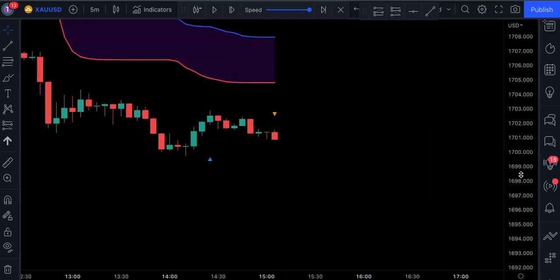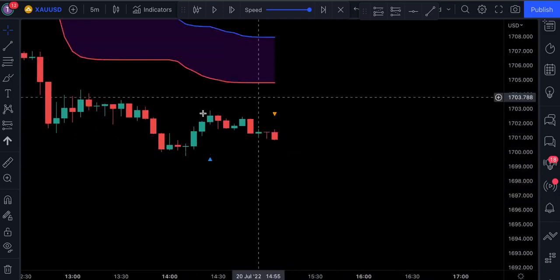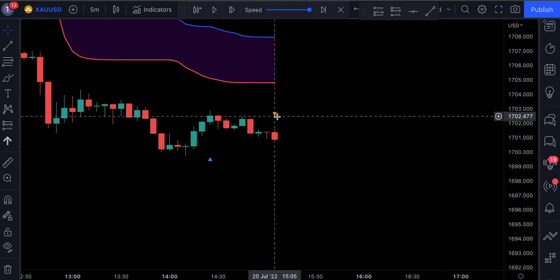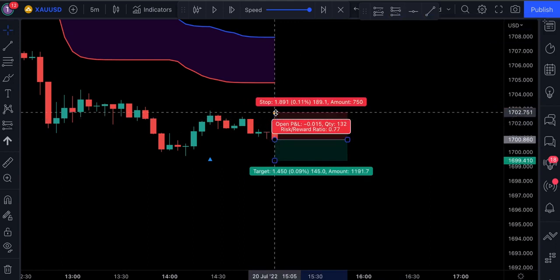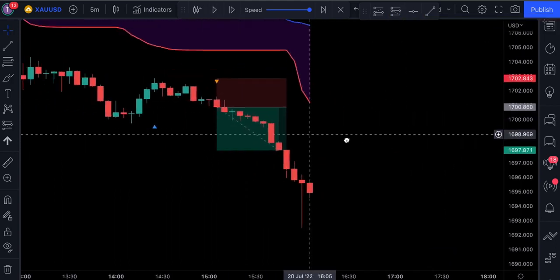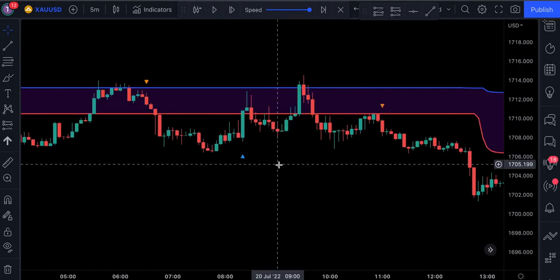Here's another example for a valid short entry. First of all, we see that the price action is moving below the cloud, and the extreme trend indicator printed a new orange triangle above the price action. So as we can see, the strategy is very simple.